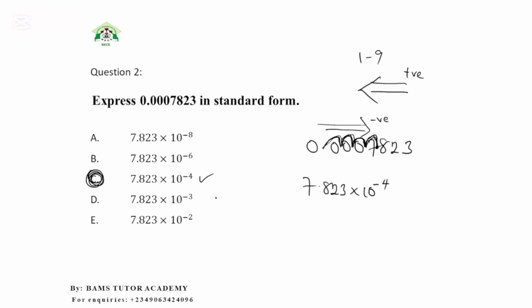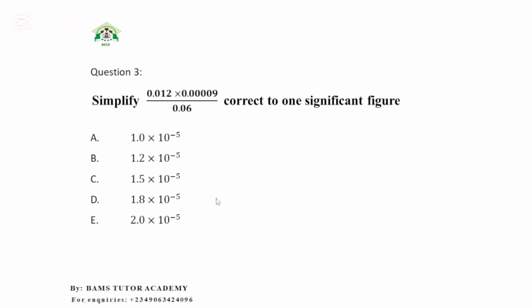Moving on to question 3 without wasting time. We have simplify 0.012 times 0.00009 over 0.06, as you can see on the screen, and we are asked to correct to one significant figure. Now 0.012 times 0.0000, how many zeros do we have here? 1, 2, 3, 4 zeros, 9 over 0.06. Now this looks cumbersome, but it's very easy.